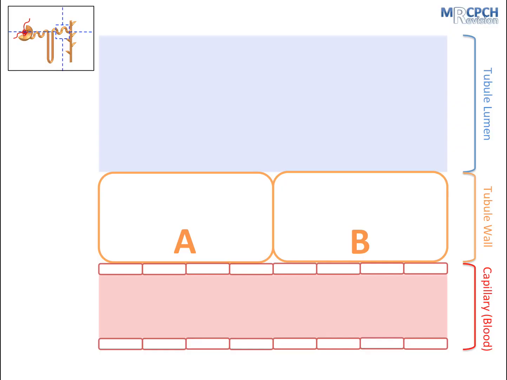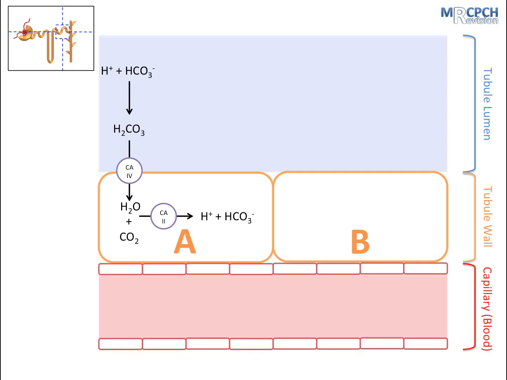So the type A cell is responsible for secreting protons into the urine to make the urine acidic. And it also accounts for the remaining 20 to 30% of bicarbonate reabsorption. So it's very similar to the proximal convoluted tubule cells in that the carbonic acid formed from the filtered protons and bicarbonate is taken up by carbonic anhydrase 4, converted into water and carbon dioxide, which is then converted by carbonic anhydrase 2 in the cytoplasm to protons and bicarbonate.